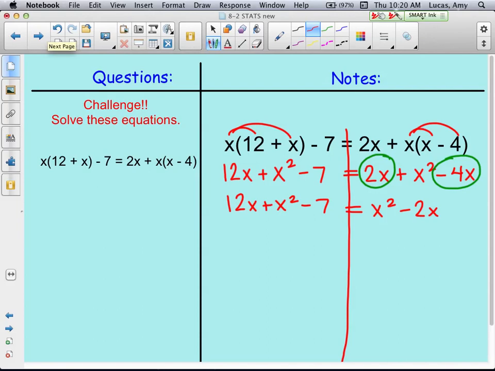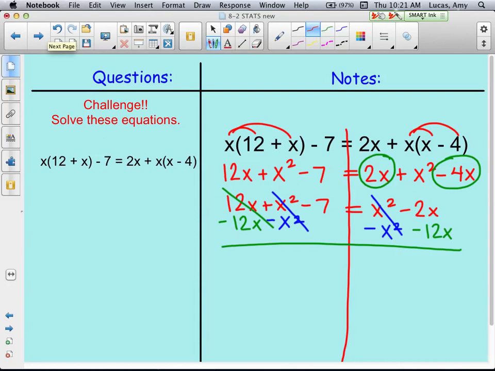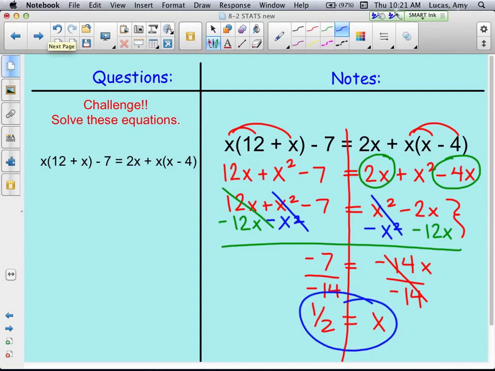Okay, now, I need to get my variables on one side of this equation and everything else on the other side. So I'm going to start out with the x squared. If I subtract x squared on each side, look what happens. They're gone. Then I can subtract my 12x on both sides. And what I'm left with is negative 7 equals negative 14x. Negative 2 minus 12 more is the same as negative 2 plus negative 12. Now if I divide by negative 14, a negative divided by a negative is a positive, and this will reduce to 1/2, or 0.5. So I got a nice answer for each of these equations.